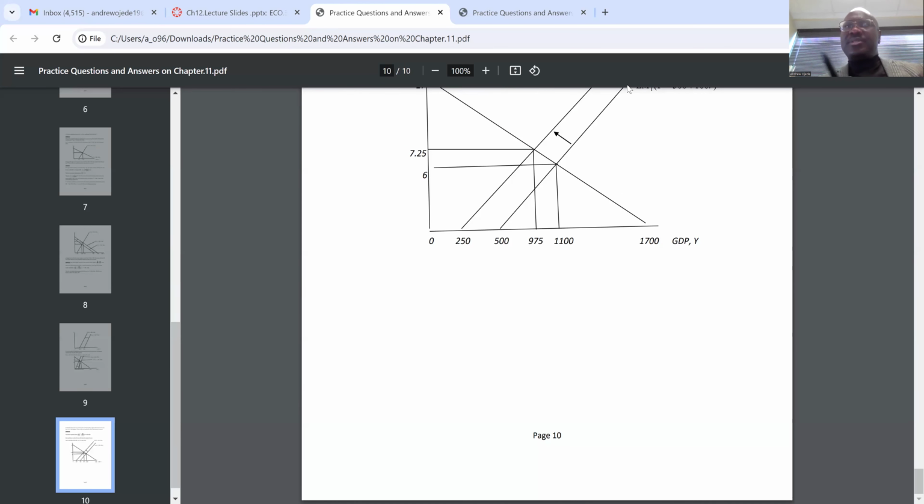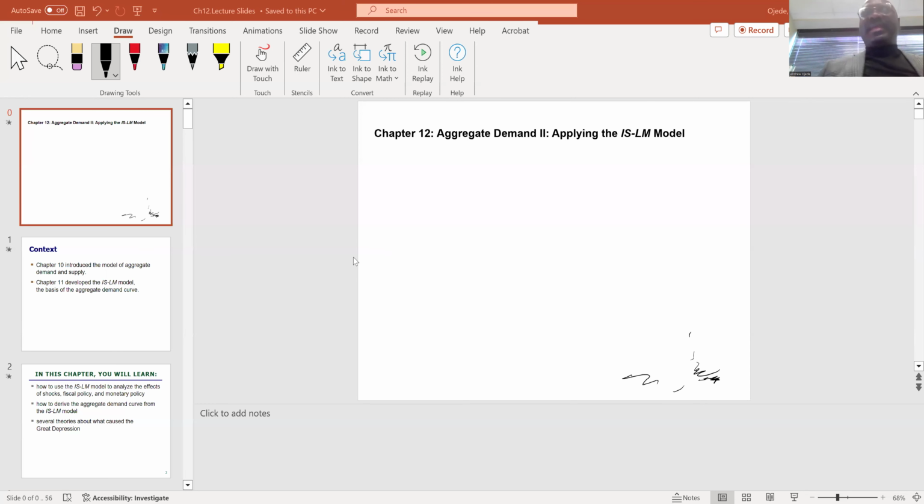Now, I'm going to jump and start talking about chapter 12, which is basically the extension of the IS-LM framework. Let me share my screen again, and we'll talk about it on the other side. So this is aggregate demand, applying the IS-LM. Now that you know what the IS-LM is about, let's go to the actual application of it.